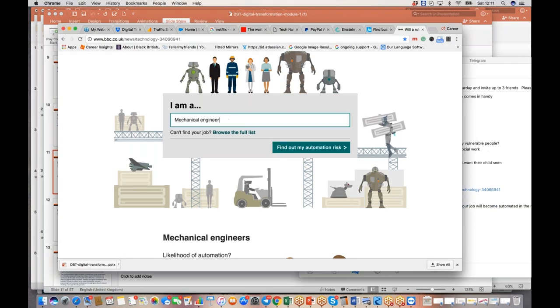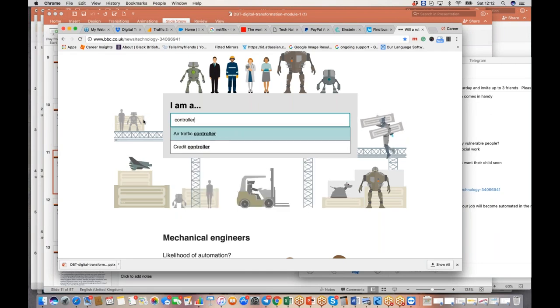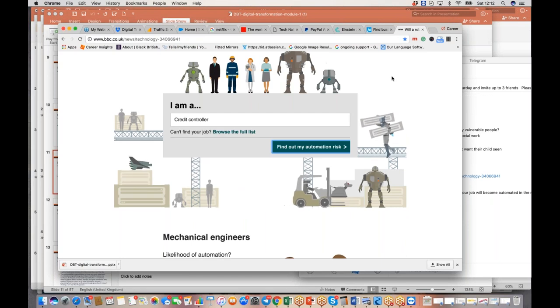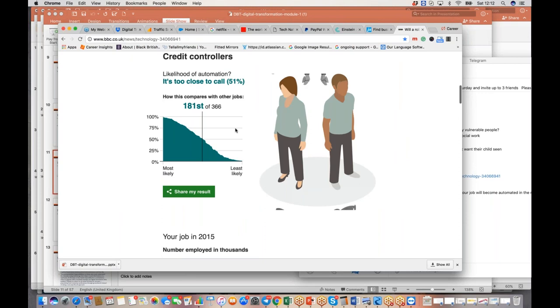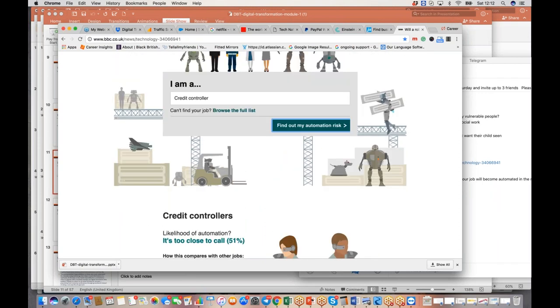Beauty consultant, okay? So, document... Okay, let me just type in controller. What's the general job for this? Okay, let me try credit controller. Let's use jobs that... okay? It's too close to call. 51% chance that your job can be taken away by a robot if you're a credit controller.